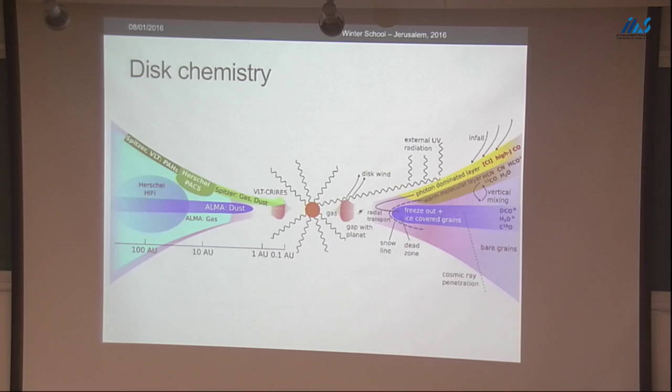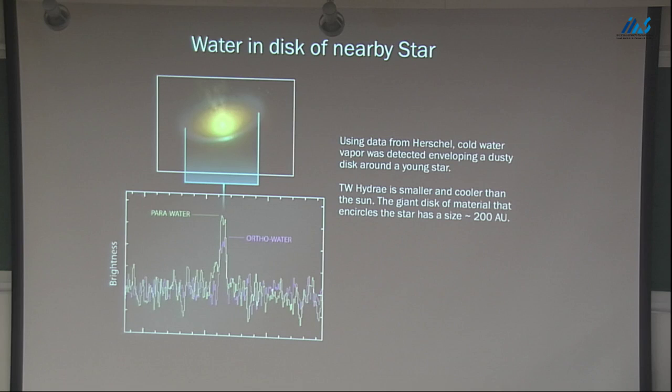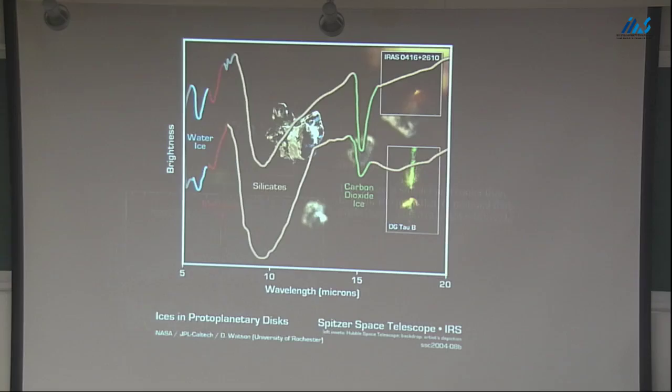In particular, during the past years, spectroscopy has been made for many of these disks, and these, for instance, are some results from Herschel, where cold water was detected basically enveloping a dusty disk around a young star. Clearly this kind of measurement tells us about the distribution of water vapor in these disks. A lot of measurements were taken with Herschel to track water in the disk and in the interstellar medium. But ices in protoplanetary disks were also observed, again through Herschel or Spitzer in the infrared.